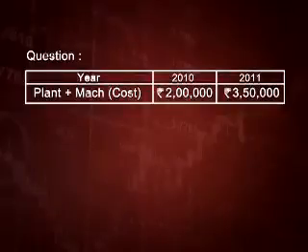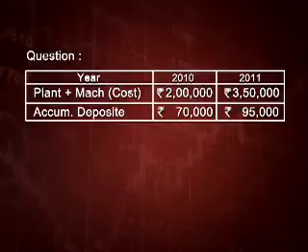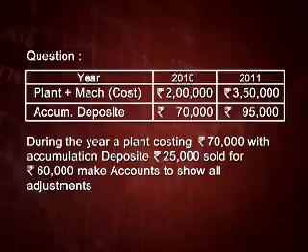To start with, the fixed asset at cost. Let us see the question. Suppose we are given plant and machinery at cost 2 lakh and 3,50,000 in two different years, that is 2010, 2 lakh, and 2011, 3,50,000. Accumulated depreciation in 2010 is 70,000 and in 2011 is 95,000. Another adjustment is given. During the year, a plant costing 70,000 with accumulated depreciation 25,000 is sold for 60,000. Make accounts to show all the adjustments and their effect.